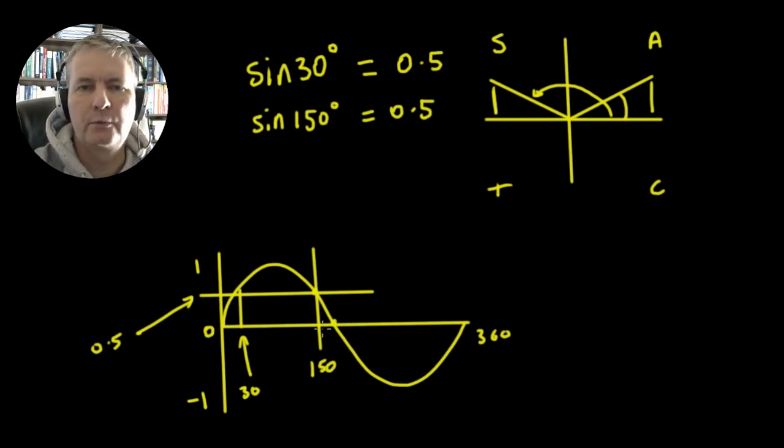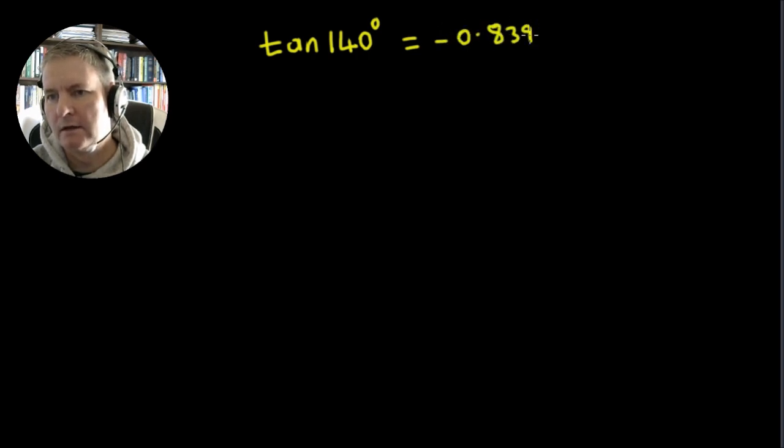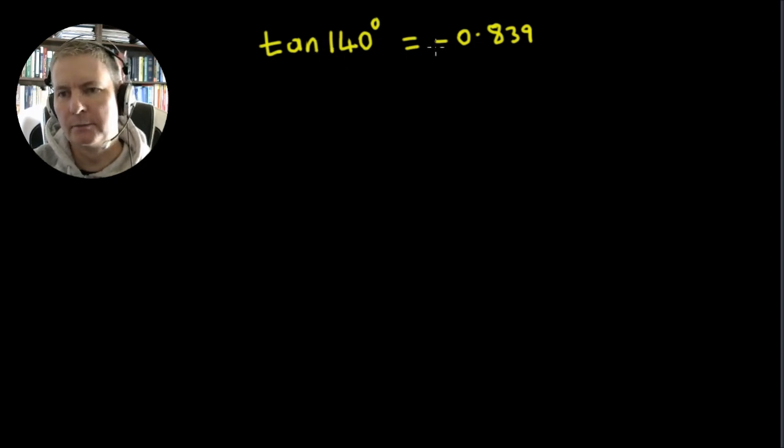So let's look at another one as an example. Let's say we looked at the tan of 140 degrees. Now if you put that into your calculator, you got a value of minus 0.839. So again, get your calculator, put that in and see that you do get that.